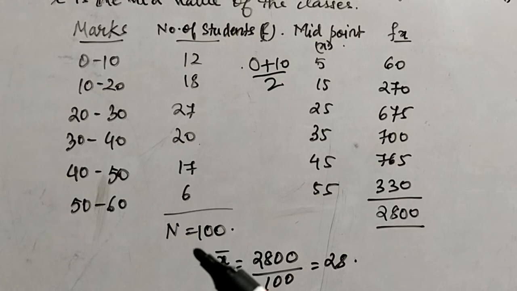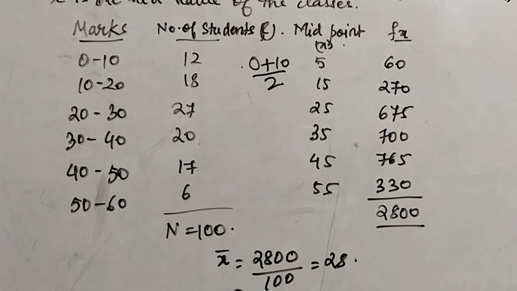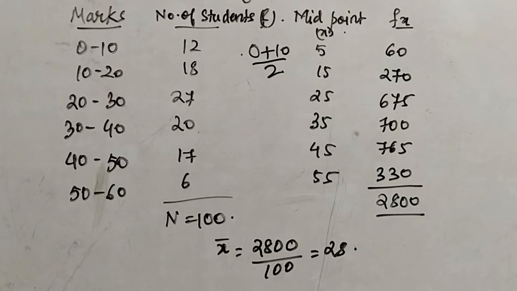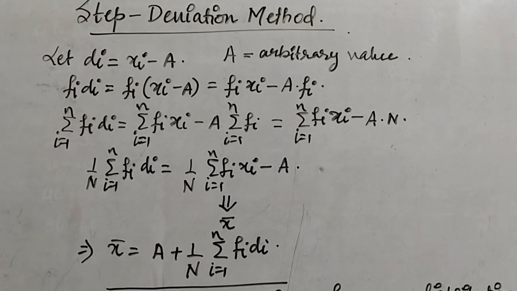Here the total frequency is obviously n, which is 100, and x bar is 28. Why step deviation method? Many statisticians have done experiments and studies, and it has been found that whenever the values of frequency and x are very large, the above two methods which I have shown become very time consuming and tedious for calculators. So then only we will use this step deviation method, right?